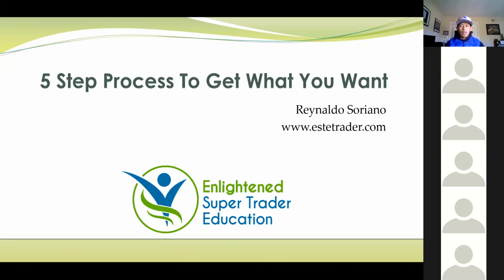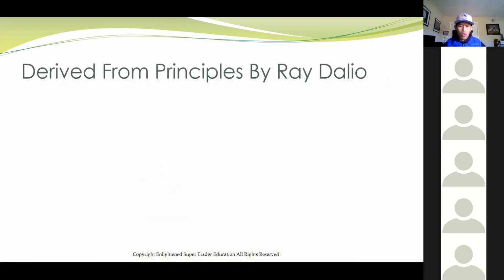Okay, today's topic is about a 5-step process to get what you want. This is actually derived from a guy named Ray Dalio. Are you guys familiar with him by any chance? Sometimes he's on CNBC, but he's got a book called Principles. Going through his book, I went through every single exercise. I teach about goal setting, but he went beyond the next level, which is pretty cool.